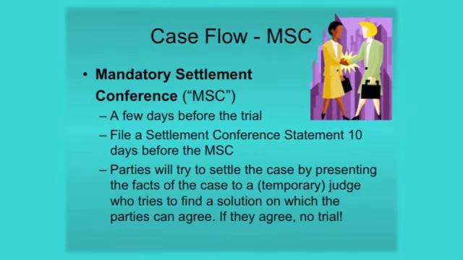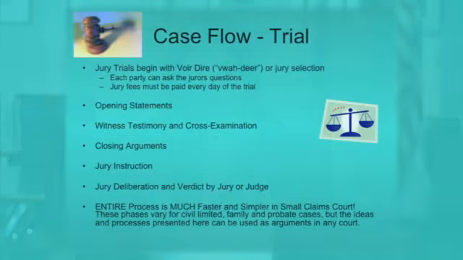Prior to your trial, you will have a mandatory settlement conference. This is when the parties, their attorneys, and the judge meet to try to settle the case. It will typically be conducted by a temporary judge, a different judge than the one who will be overseeing your trial. That judge will help the parties try to come to a solution. If they can agree, the trial will be off calendar or canceled. If not, the parties will proceed to trial.